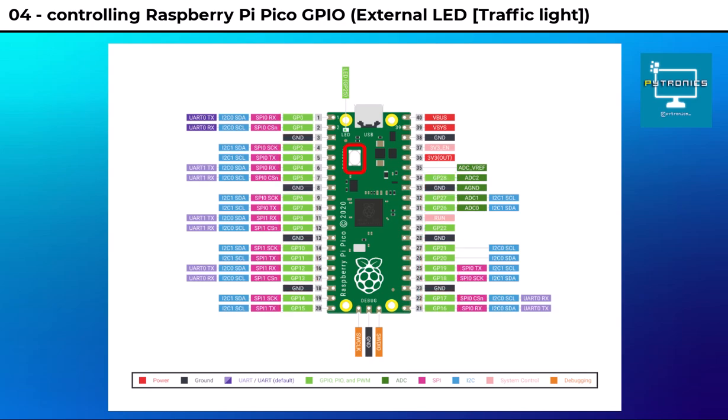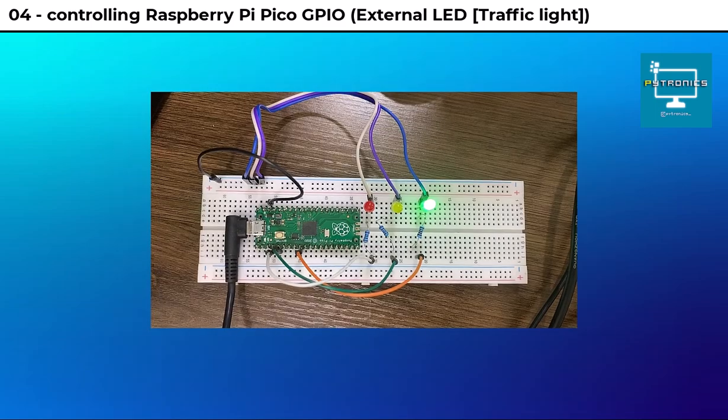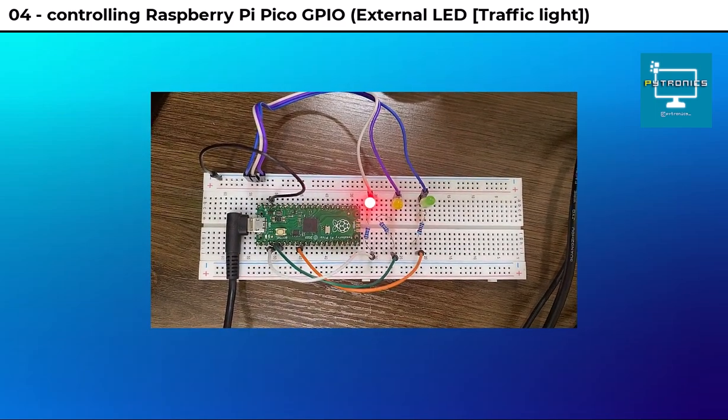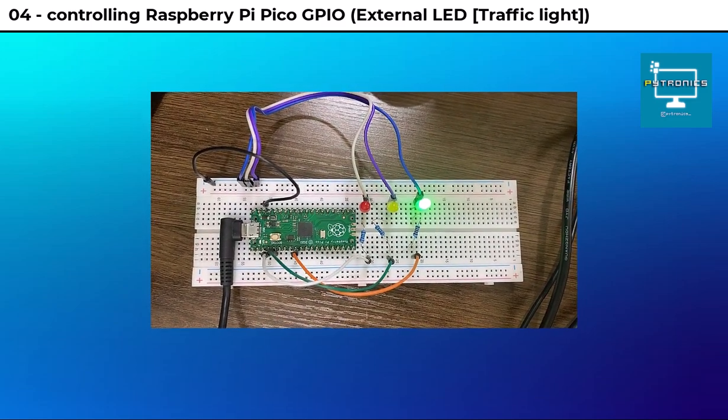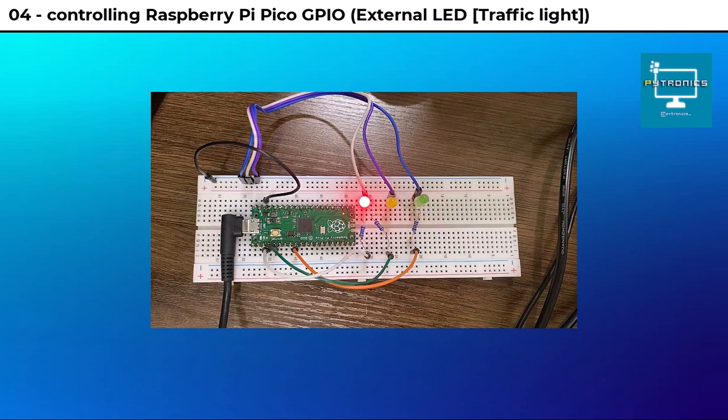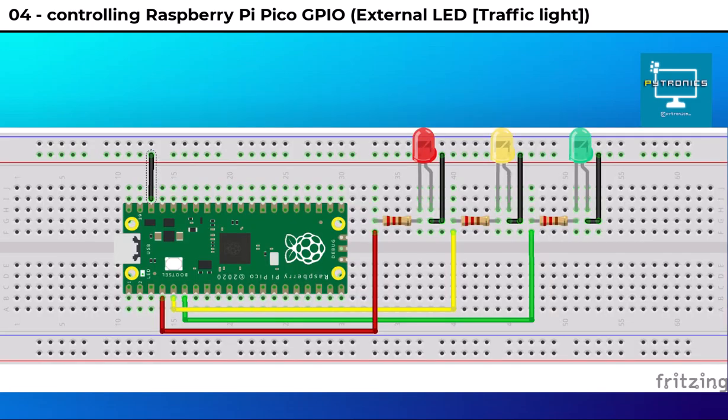In the last tutorial we learned how to control the onboard LED. Today, we will build a MicroPython code for a traffic light action, using 3 external LEDs. Let's start. You see a simple circuit consisting of 3 LEDs with red, yellow and green colors.